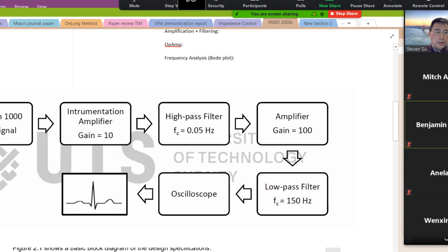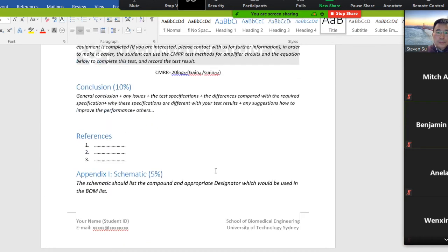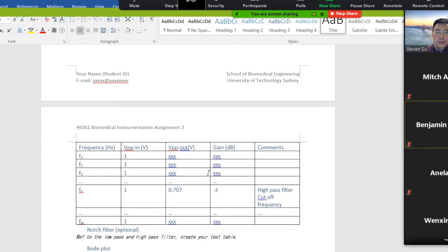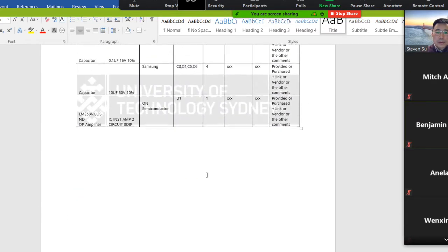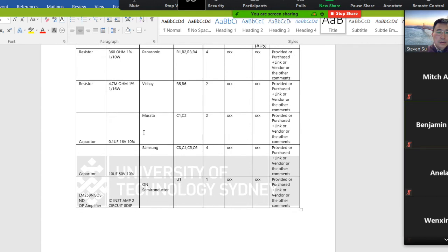But because for this semester, we only do simulation, and you don't need to go to the lab to do all of the implementation using real components. But we still ask you to, because if you read the new requirement of assignment 2, you need to list all the components you will use.